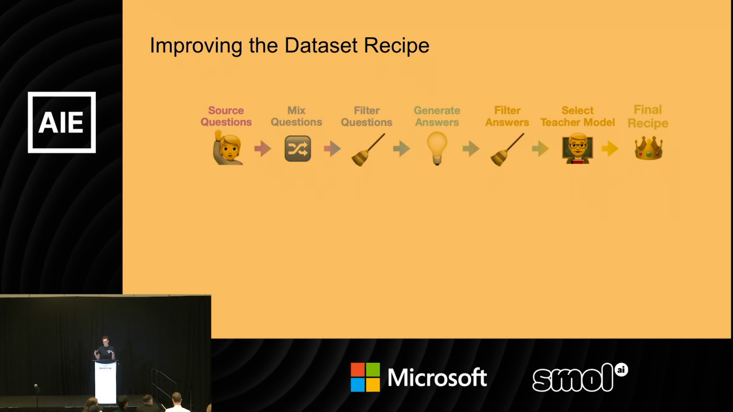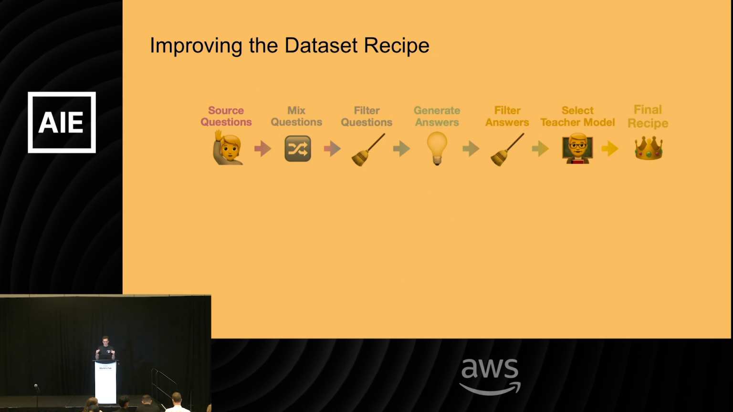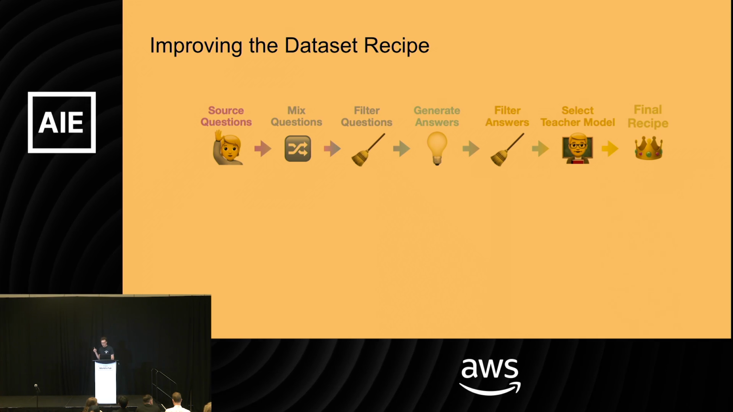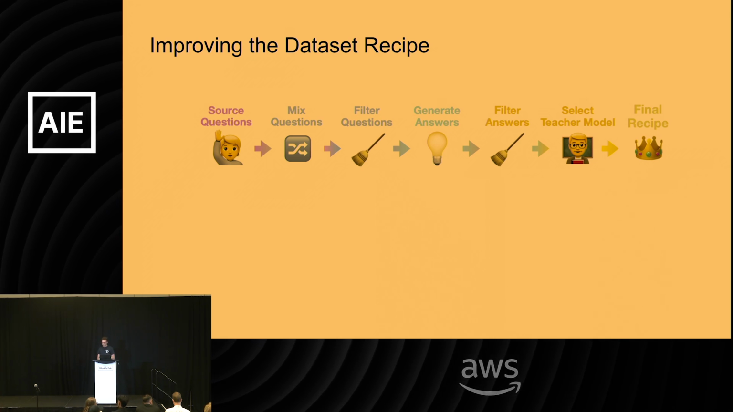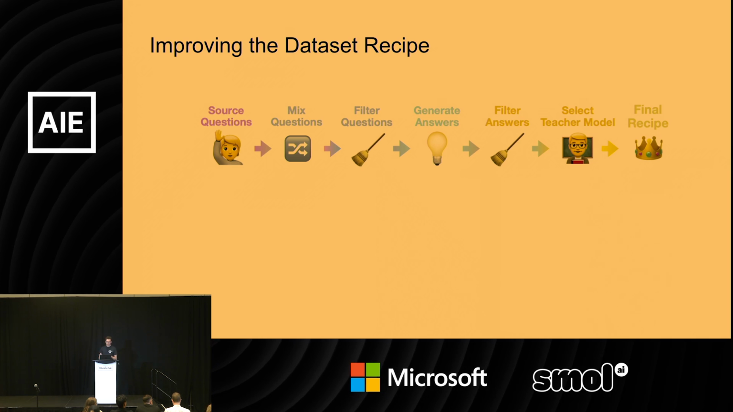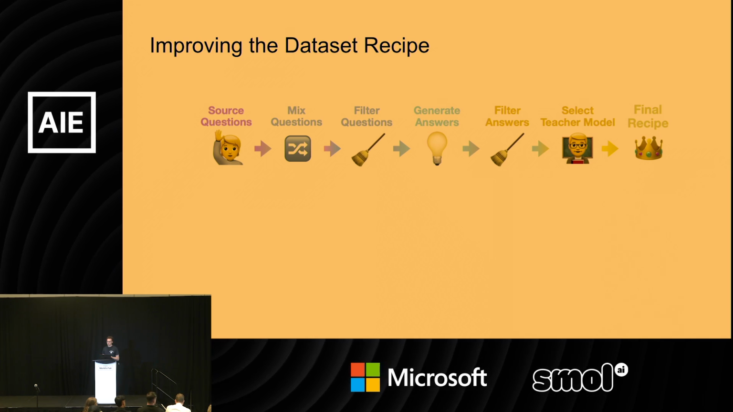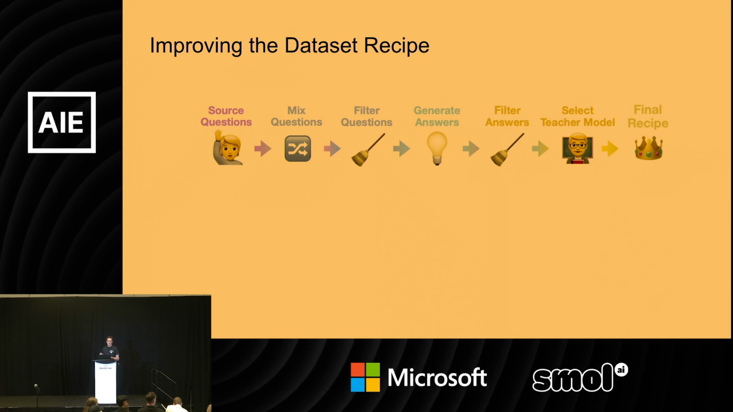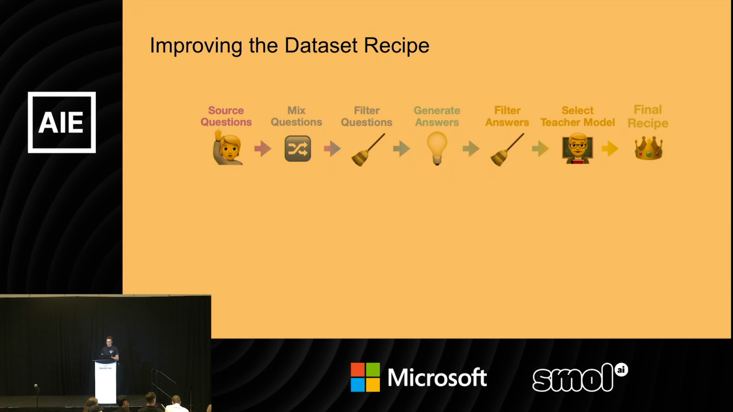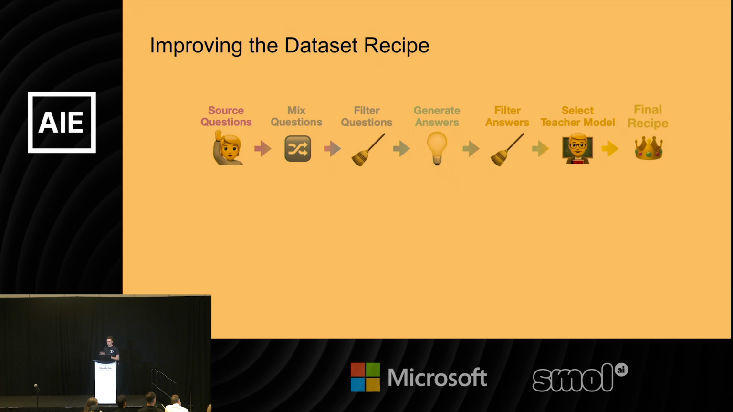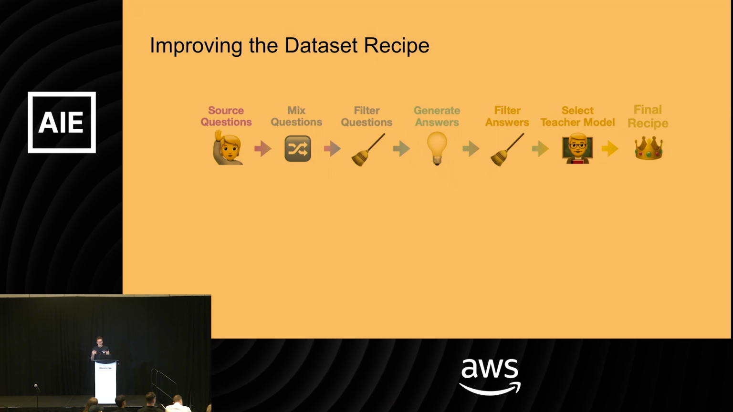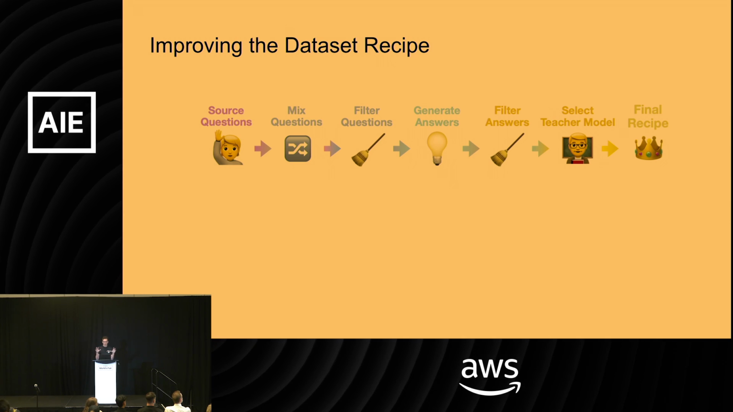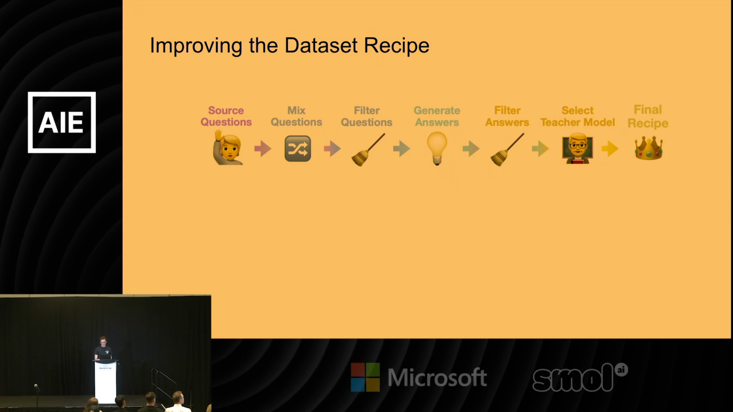Okay, enough teasing here. Let's go into the meat of it. This is how we approached this problem. We broke down the dataset pipeline into sourcing questions, mixing different sources of questions, filtering out the highest quality questions, generating answers with a teacher model, so that's distillation, and then filtering out bad answers. And lastly, at the end of this entire experimentation, we looked at what are the best teacher models, which teacher model we should select. So through this entire pipeline, we've come down to this final dataset recipe.